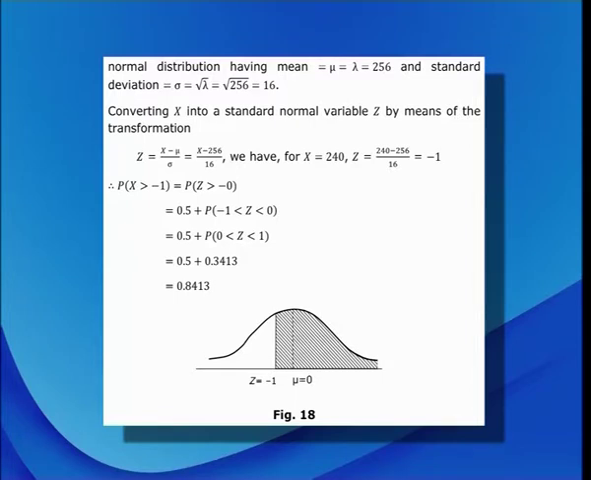Now, converting x into the standard normal variable z by means of the transformation z equals x minus mu upon sigma, which is equal to x minus 256 upon 16. Now, we have for x equals 240, z equals 240 minus 256 upon 16, which is equal to minus 1. That implies that probability of x greater than 240 is equal to probability of z greater than minus 1. So, that is equal to 0.5 plus probability of minus 1 less than z less than 0. This is equal to 0.5 plus probability of 0 less than z less than 1, which is equal to 0.5 plus 0.3413, which is equal to 0.8413.